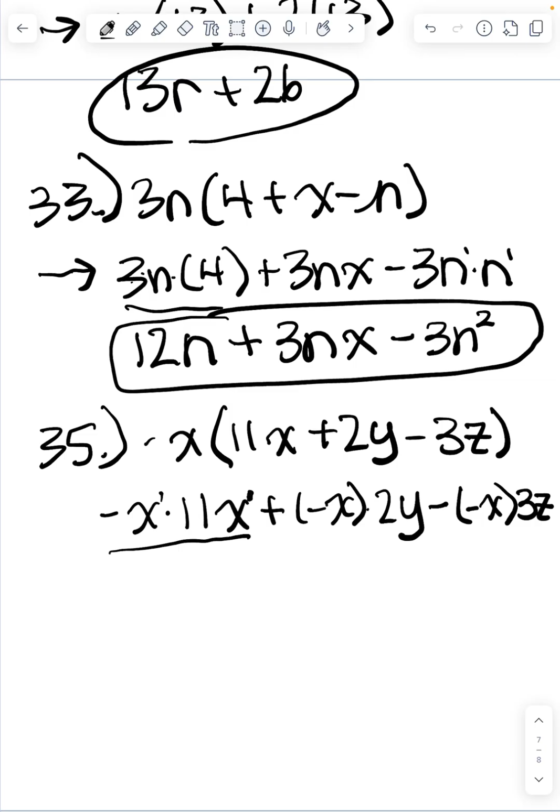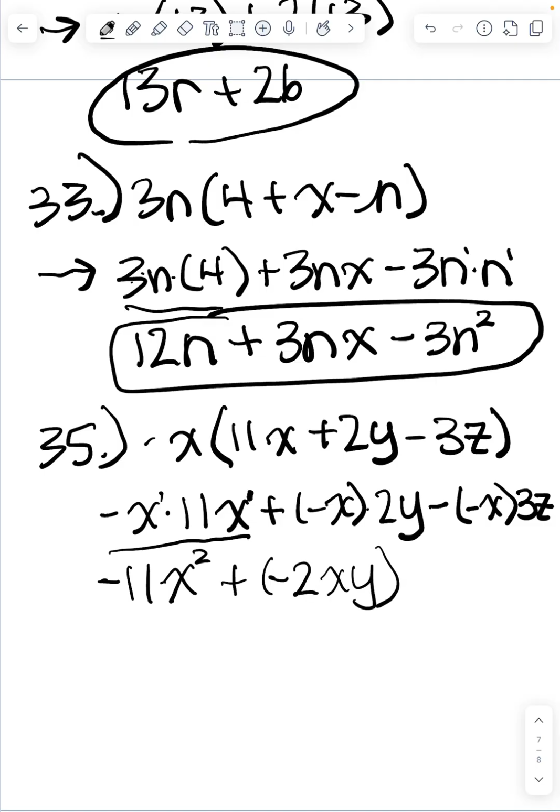All right, also we have to put the coefficient first. So let me do that. All right, back up. So I've got a negative, I've got 11. This is the coefficient. I've got an x squared. Then moving along, I've got plus a negative 2, an x, and a y.